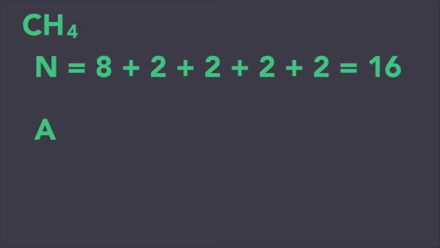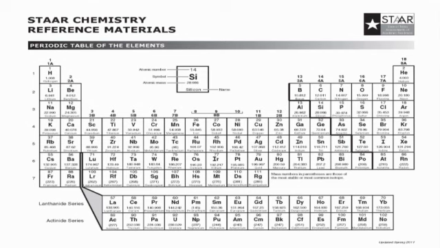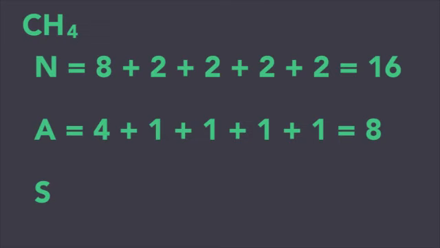Carbon needs 8 VEs, and each hydrogen atom needs 2 VEs to reach their happy state. So for need, we can write 8 plus 2 plus 2 plus 2 plus 2. That's 16. Looking at the PT, you can see that carbon has 4 VEs and hydrogen only has 1. Remember, the group numbers tell you how many VEs an atom has. So, for the A part of the NAS method, we can add together 4 plus 1 plus 1 plus 1 plus 1.